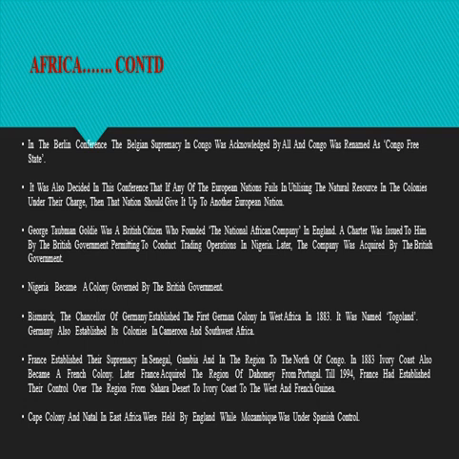France established their supremacy in Senegal, Gambia, and in the region to the north of Congo. In 1883, Ivory Coast also became a French colony. Later, France acquired the region of Dahomey from Portugal. Till 1894, France had established their control over the region from the Sahara Desert to Ivory Coast to the west and French Guinea. Cape Colony and Natal in southern Africa were held by England, while Mozambique was under Portuguese control.